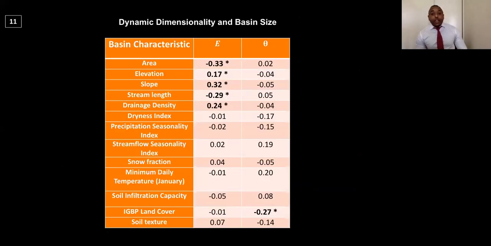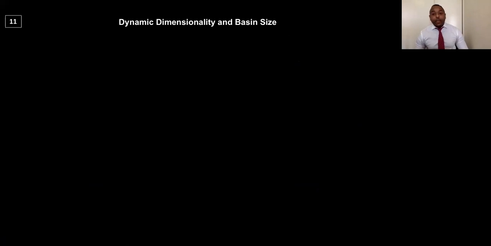So what I have here in this table are 14 basin properties. And the table shows the value of Spearman correlation coefficient between each of the basin properties and the two indices of E and theta. So the values that you see in red boxes, these are statistically significant at a significance level of 0.05. So let me show you some of these relationships.